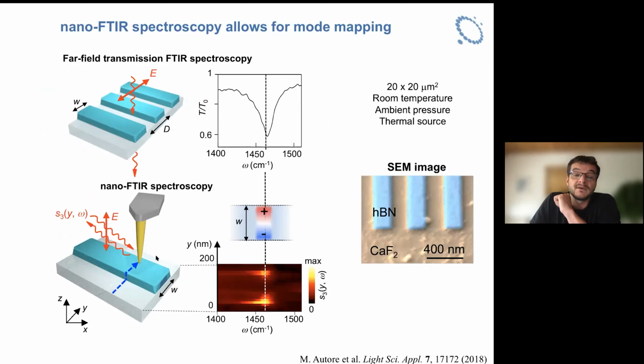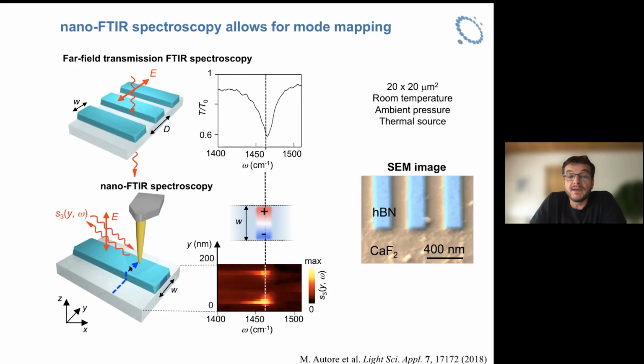So first, we did an experiment where we look at these ribbons without any molecules, because we wanted to see what mode we excite in these resonators. In the far field, we get here the dip, we see there's a resonance, but without any calculations, we cannot really say, is that a dipolar mode or is it a second order mode?